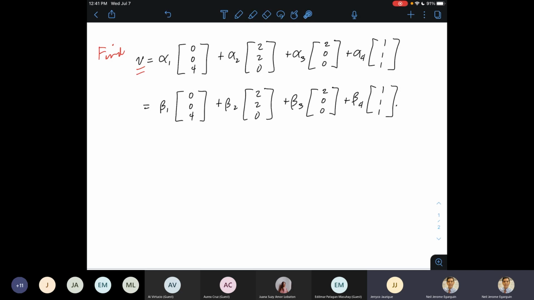Yes, Ma'am Juana. I'm not sure, sir, whether it's 4 or 2. Because if I can show that one element is a linear combination of the remaining three, it means I don't need it to generate the vector V. So I can design my vector V in that way. So the fourth one, I feel maybe the fourth, sir.